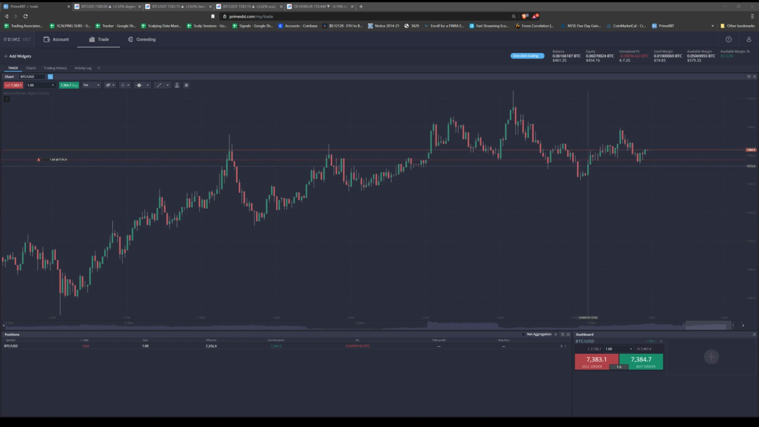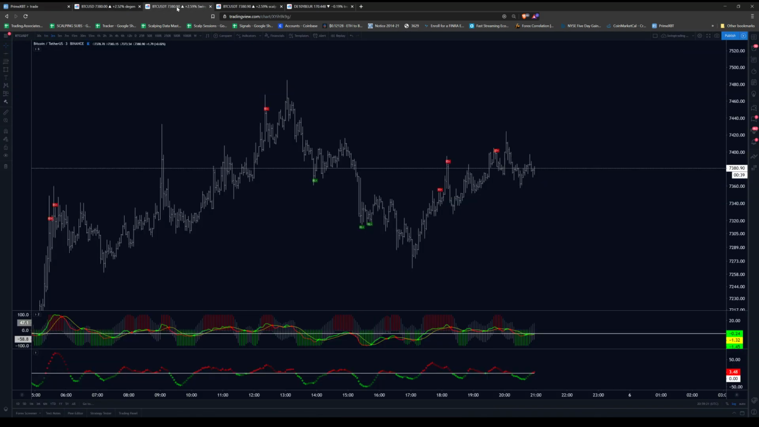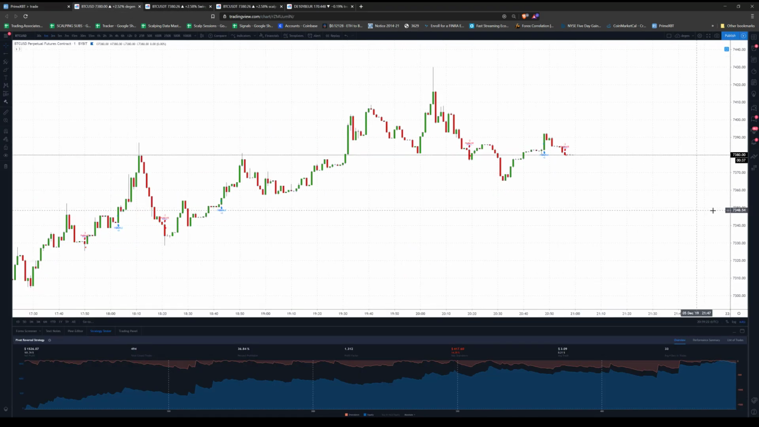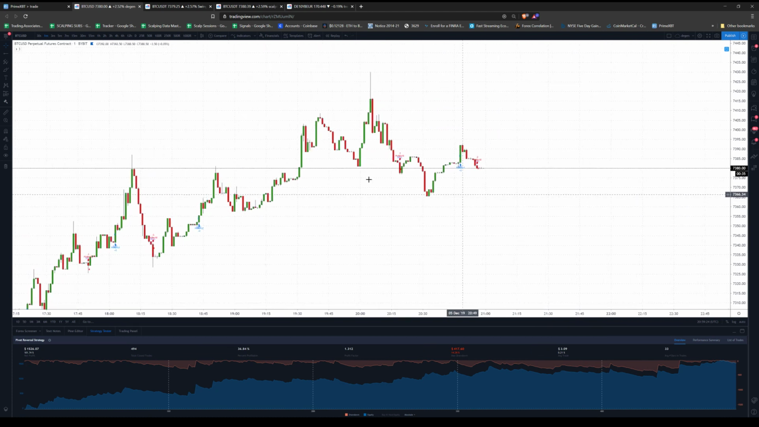This is quite a shitty range on Bitcoin. $25, it's not enough. I mean, it has to break soon. This can't keep up.